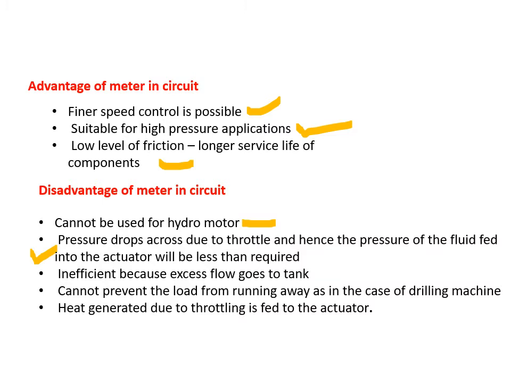Naturally this will affect the efficiency of the circuit, and metering in circuits are less efficient than other configurations like meter out. It cannot prevent the load from running away, as in the case of a drilling machine, meaning it is only useful to control the speed accurately, but it will not be able to control running away of the load. And most important, the heat generated due to the throttling is fed to the actuator. This will cause heating of the actuator, and that will cause more frequent maintenance of the actuator parts.